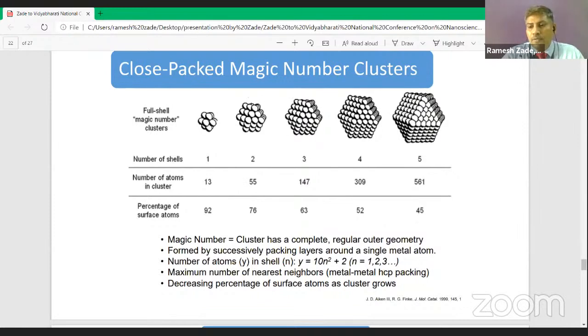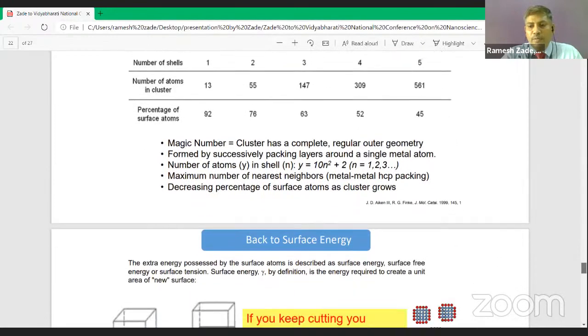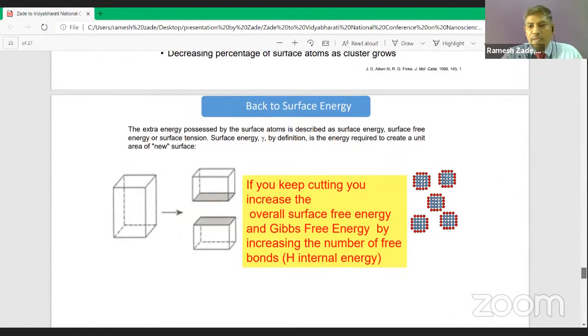So those who are going to do research, these things are very, very important: how many minimum atoms should come together to form a particle. Again, this is, I think, something everybody knows.